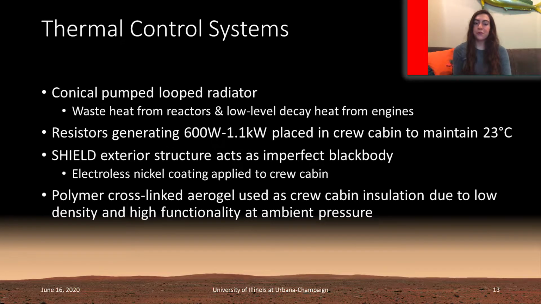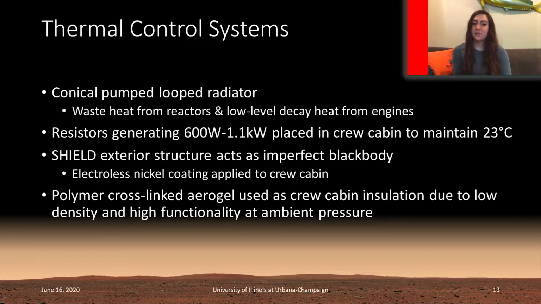Thermal control for the nuclear reactors will be handled by a conical pump-looped radiator. This radiator will reject waste heat from the reactors as well as low-level decay heat from the engines. In order to maintain a temperature of 23 degrees Celsius, resistors generating between 600 watts and 1.1 kilowatts will be placed in the crew cabin.